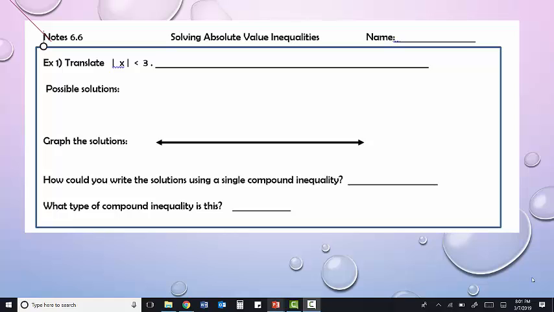Today's lesson is going to involve absolute value once again, but this time we're not going to be dealing with equal signs, we're going to be dealing with inequalities. So the first thing we should probably know how to do is how to actually pronounce this problem right here.